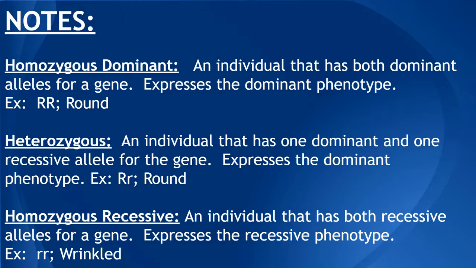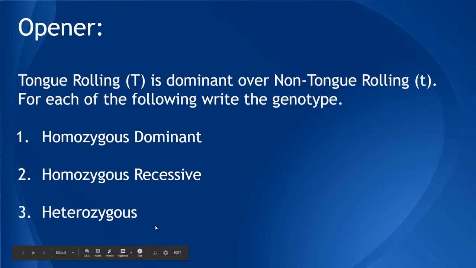All right, so we're going to do a little bit of practice. It says here, tongue rolling, which is big T, is dominant over non-tongue rolling, which is little t. For each of the following, write the genotype. What I'd like you to do is I'm going to put in a little bit of music here. And in that time, I want you to write out what you think this is. So you'd write on your sheet homozygous dominant. And then what is it? Is it big T, big T? Is it big T, little t? Is it little t? Whatever you think it is. Then you do this one. Then this one. So here's some music. Try it out. And let's see if you get it right.